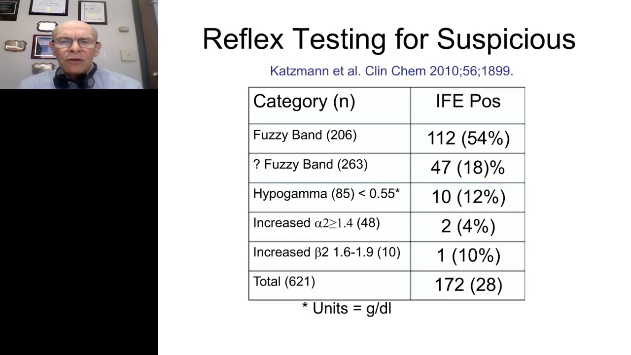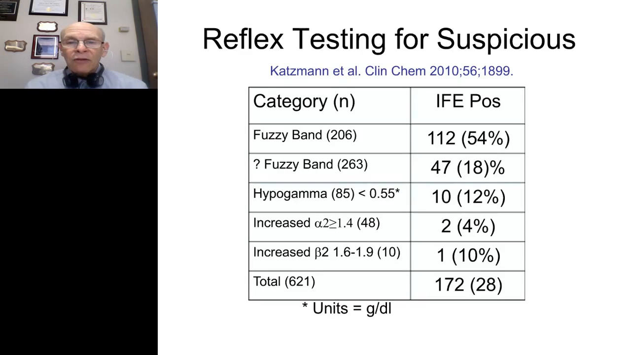They looked at 621 cases that had been followed up at the Mayo Clinic. His first category was fuzzy band. 206 cases fell into that category. Of those patients, when they performed immunofixation, IFE, over half of them, 54%, were positive for a monoclonal protein.